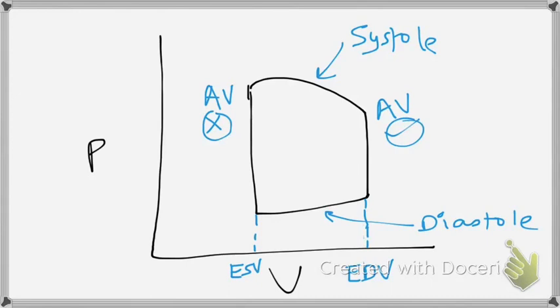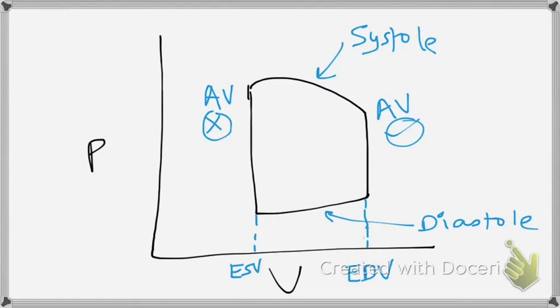And secondly, afterload means the pressure against which the ventricles have to beat. For example, if there's systemic vasoconstriction in the peripheral circulation, you have increased afterload. That would mean increased pressure against which your left ventricle or the right ventricle has to pump. So afterload is the pressure against which you have to beat, and preload is the volume of blood that comes into your ventricles and expands them.